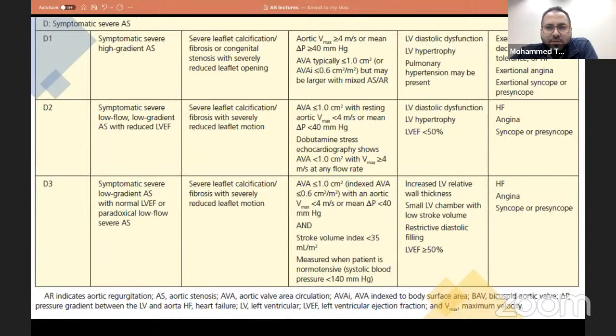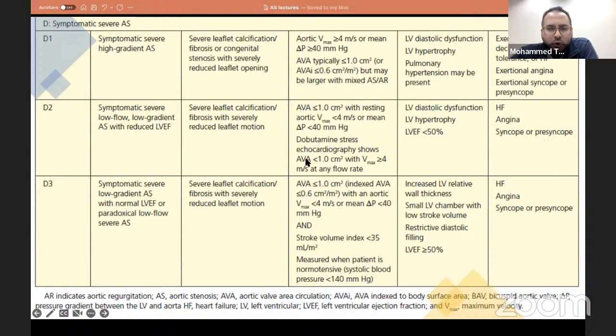So if the ejection fraction increases and you can demonstrate that there is enough gradient to exceed 40 millimeters of mercury, or velocity becomes higher than 4 meters per second, while the area is still less than 1 centimeter square, it means that this patient actually has severe aortic stenosis. And the explanation here is that with this low ejection fraction, this heart is unable to produce enough gradient across the valve during each systole. So you need to help it with dobutamine to demonstrate that.